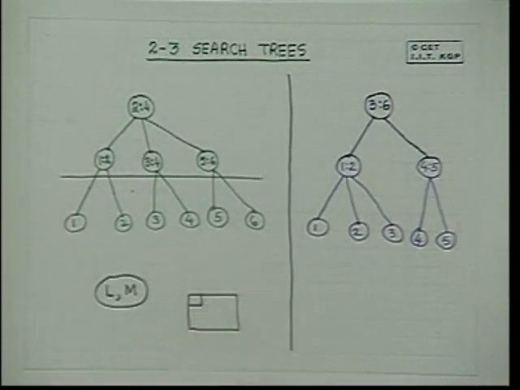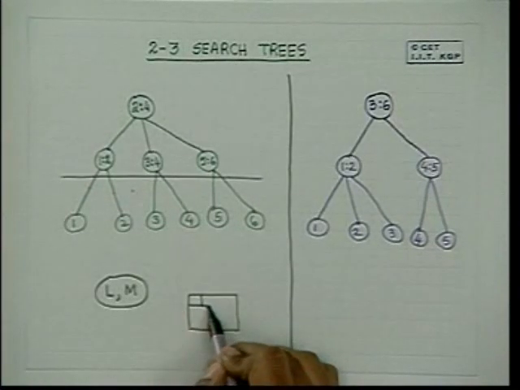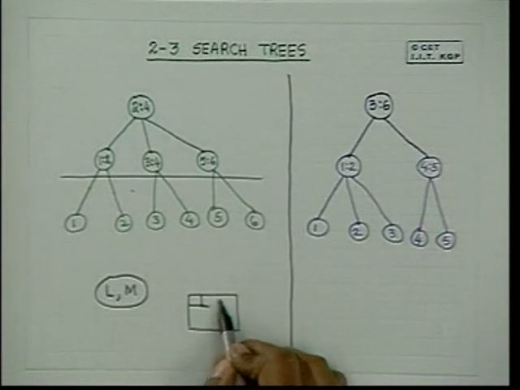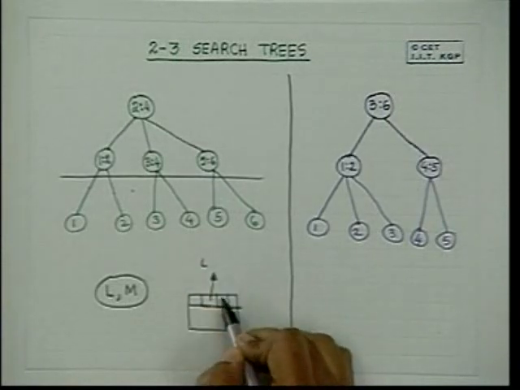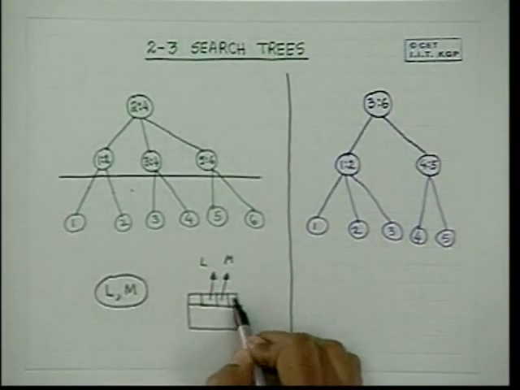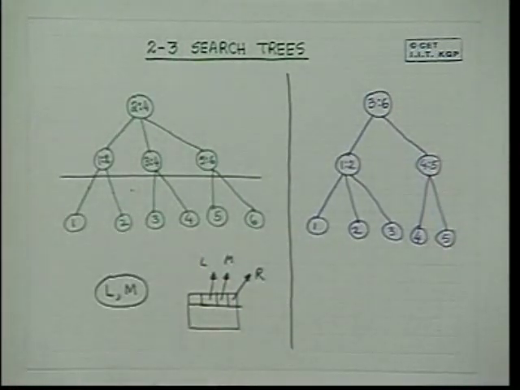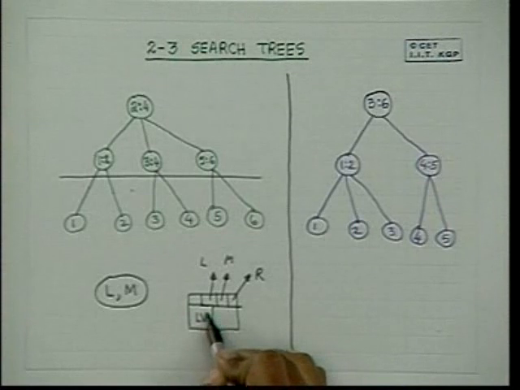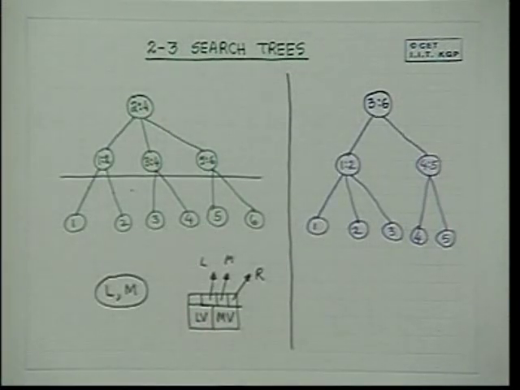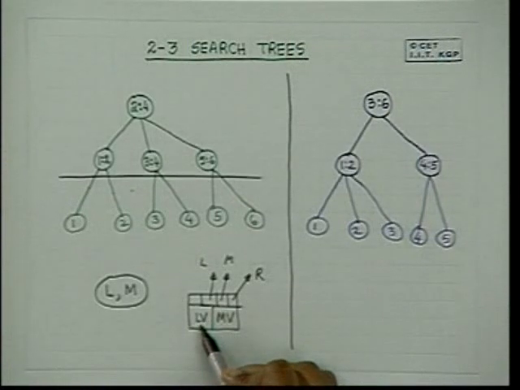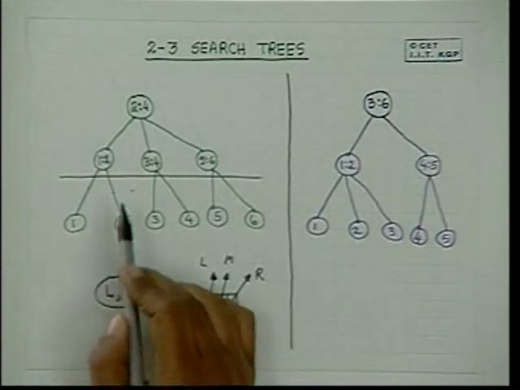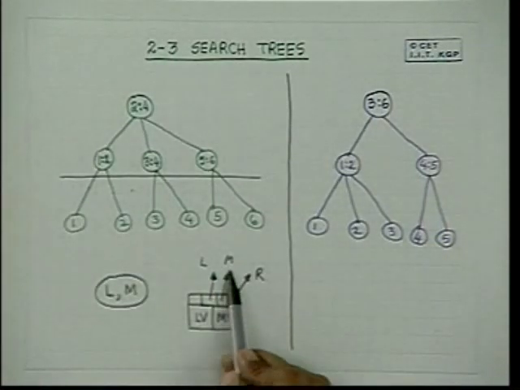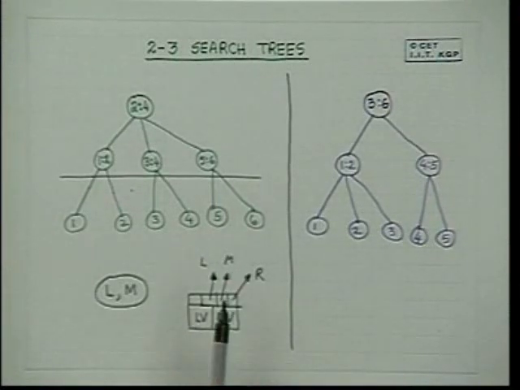A node can be leaf or non-leaf. All right, it can be leaf or non-leaf. If it is a non-leaf, it will have 3 pointers: left, middle, and right, and it will have 2 values, L value and M value. All right. The L value is the largest element along the left pointer. The M value is the largest element along the middle pointer.